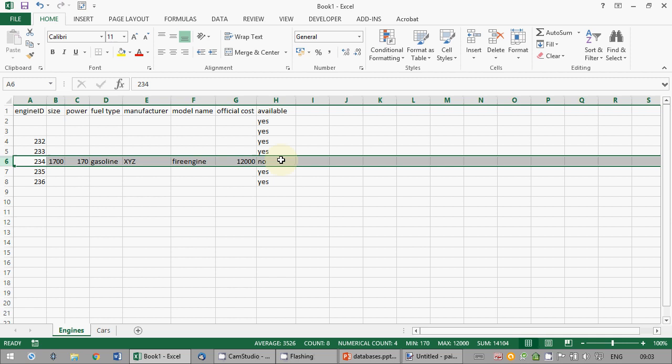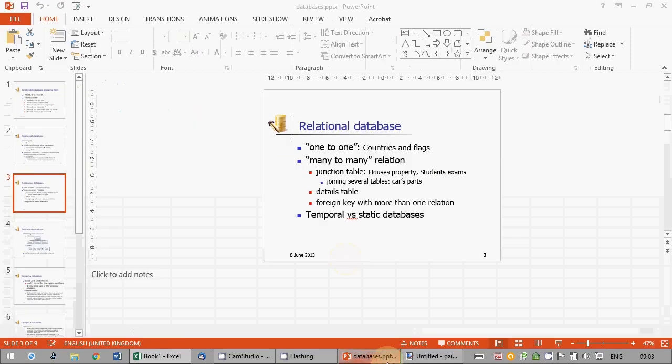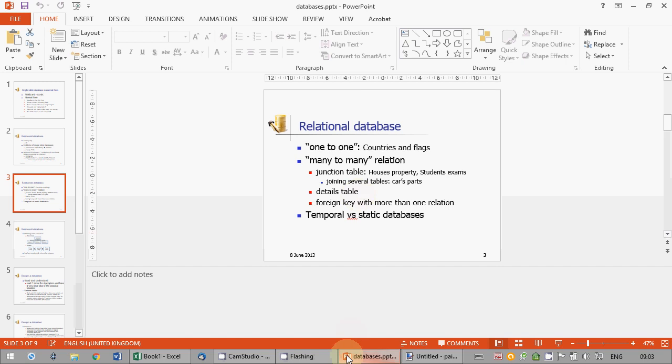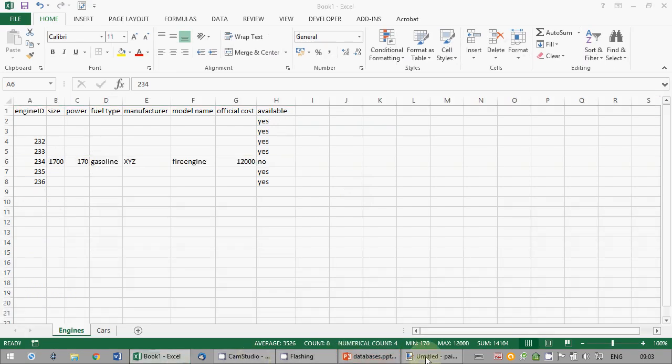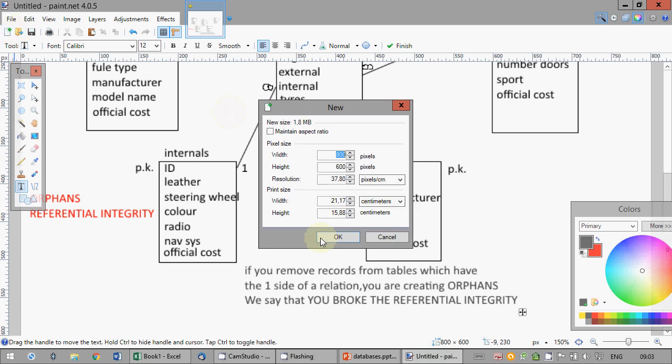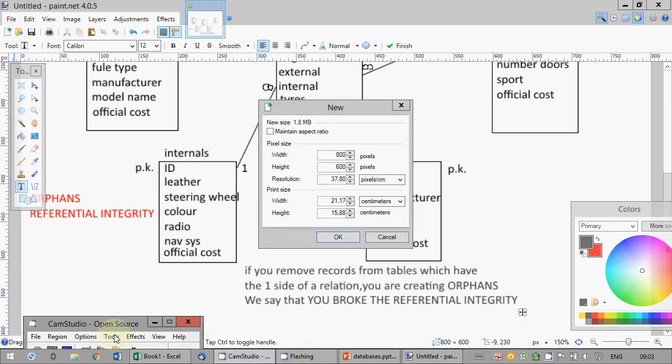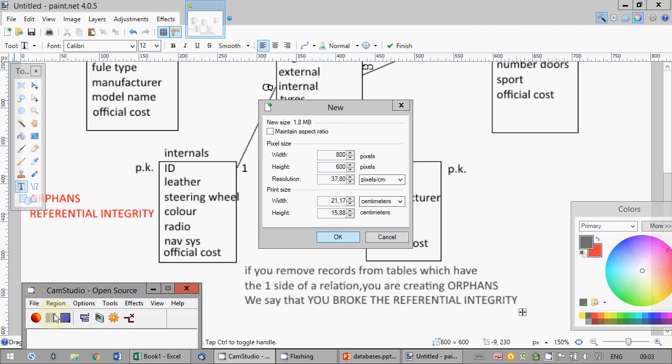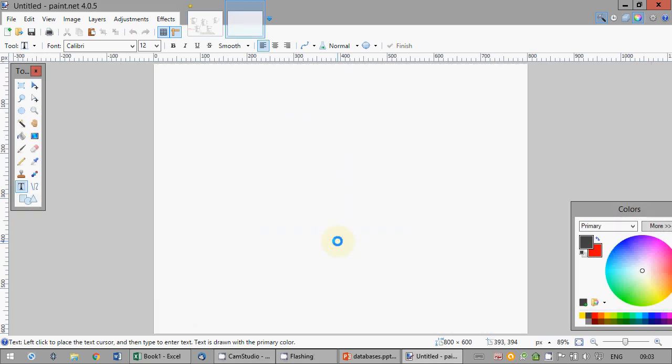Okay, let's go on and talk about the details table. Oh, I need a new sheet.